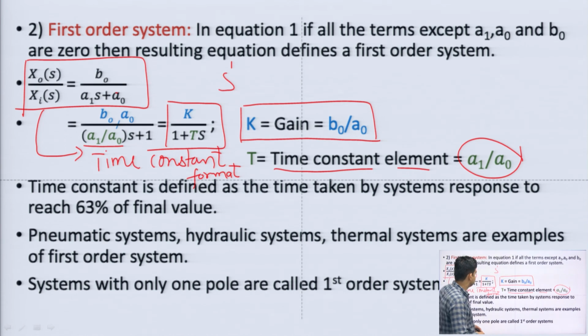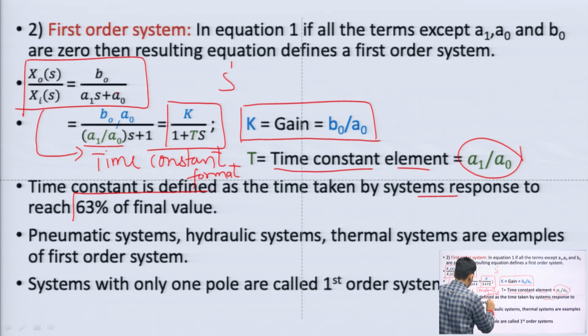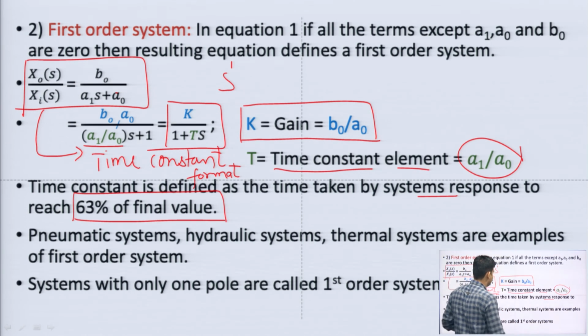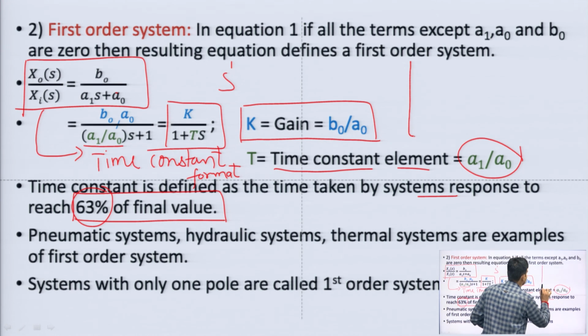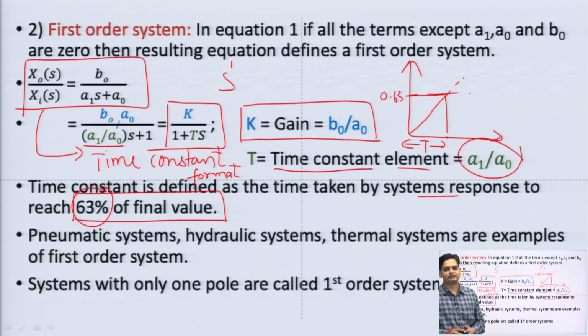Time constant is defined as the time taken by the system response to reach 63% of the final value. Whenever we apply a certain input and a certain output is coming, and the change in the output reaches 63%, that time interval would be the time constant. So, I need to observe this signal with respect to time and see how much interval it will take to cross the 0.63 value. I need to measure this time interval, and this would be the time constant of the system.